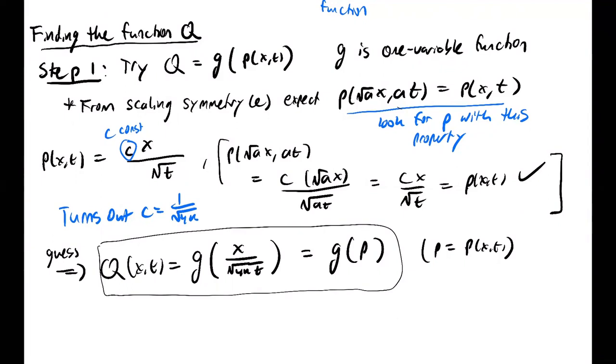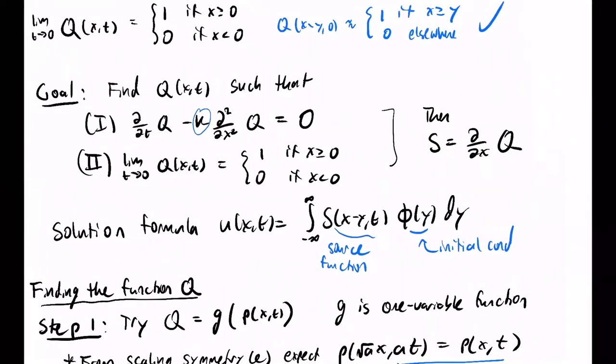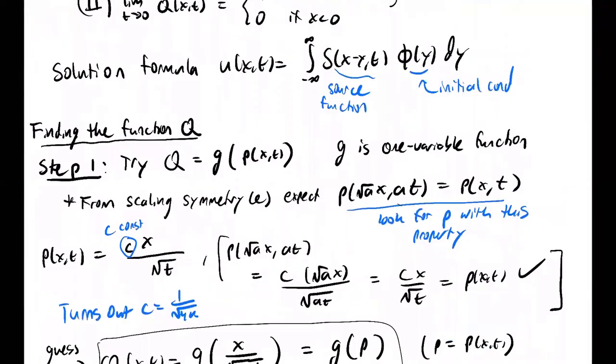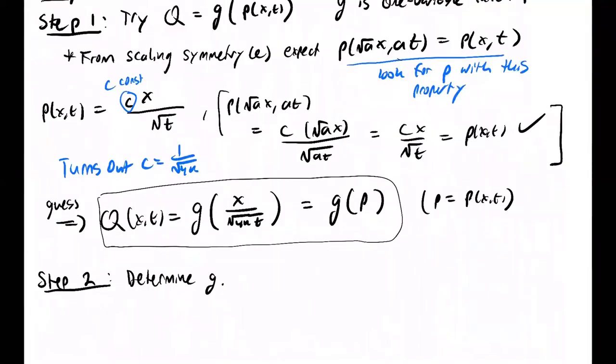And so now the goal is to figure out what g has to be. So step 2 would be to determine g. We're working with partial differential equations. I need my function q to be a solution to the PDE, which is the diffusion equation. So I'm going to have to take derivatives in order to get more information. I want to determine a g so that q solves the diffusion equation. And so what we need to do now is take derivatives and check.